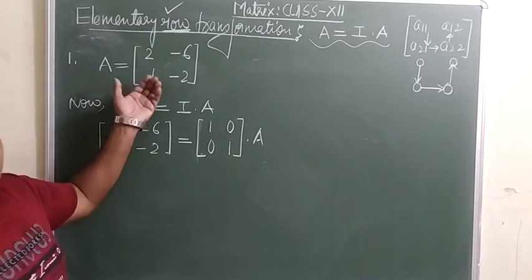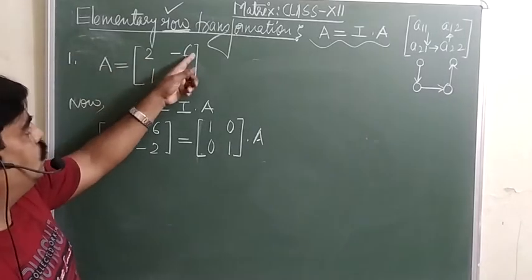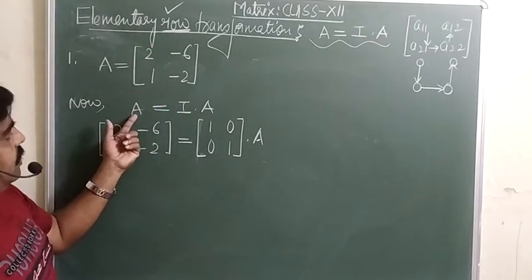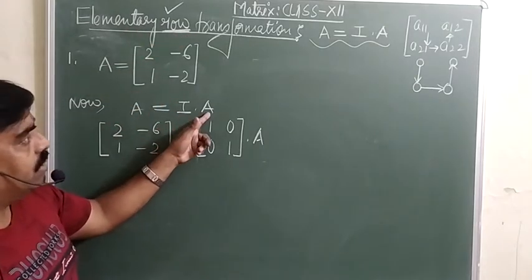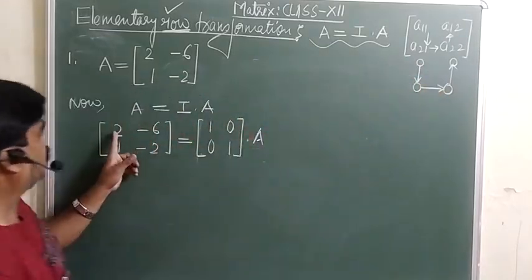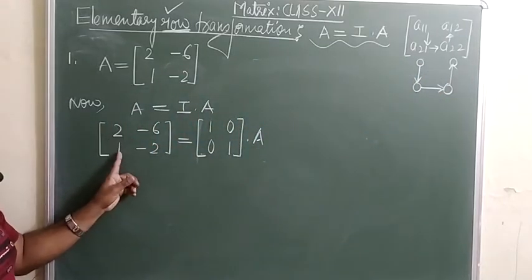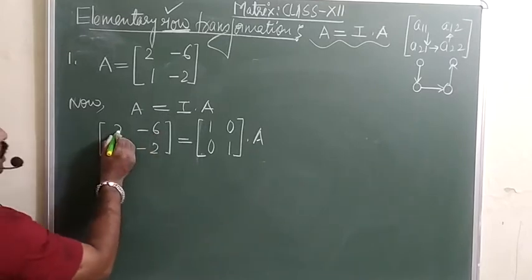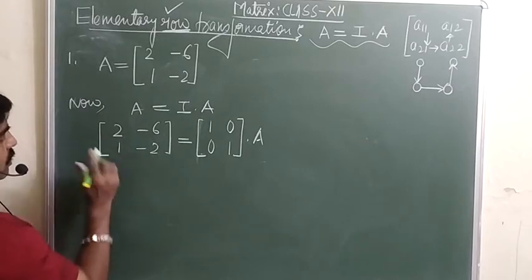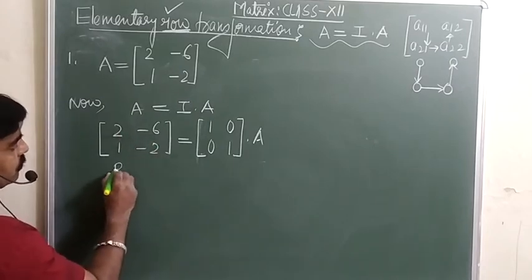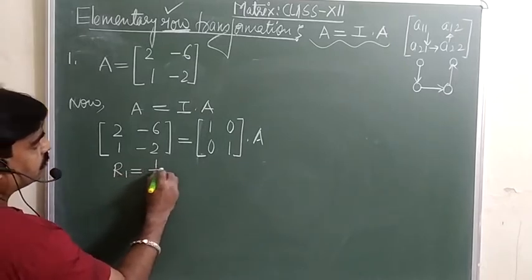Yes, now the matrix is A = [2 -6; 1 -2]. By the row transformation, we will write A = I·A. We will build this pattern. We are supposed to make this 2 a 1 first, then here 0, then 1, then 0. To make this one a 1, we can divide the first row by 2.